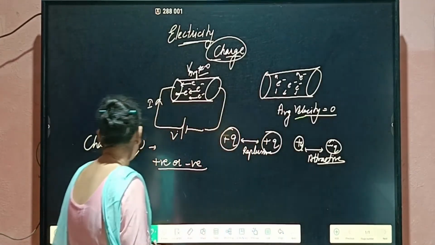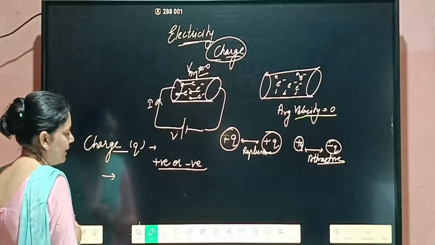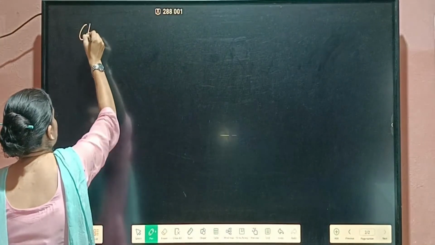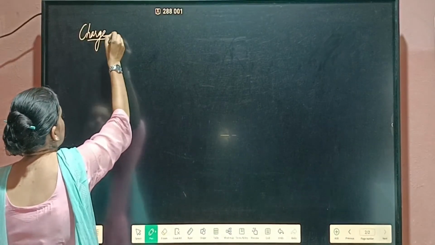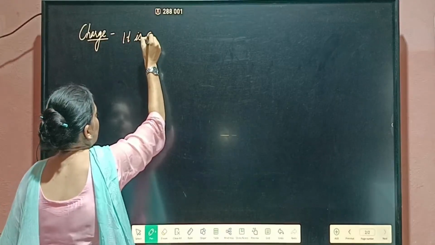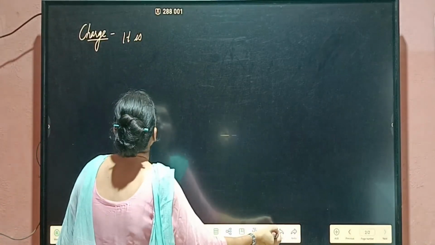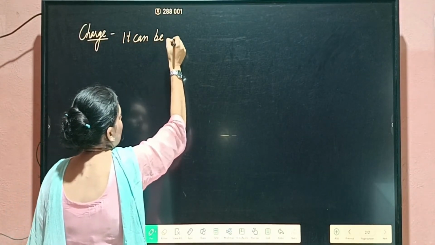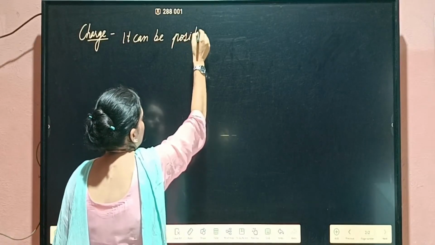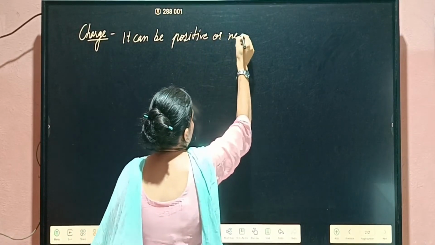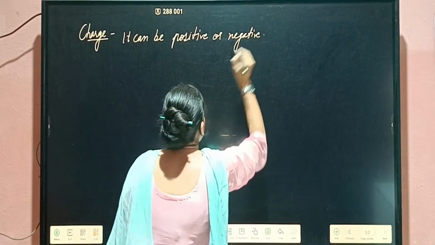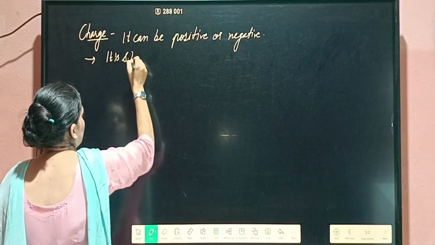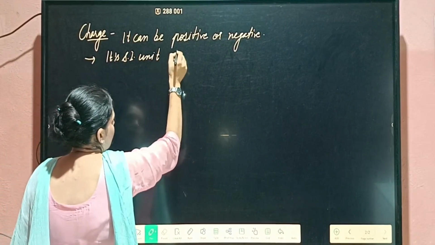So what does its property say? Charge can be positive and negative. That is the first property of the charge: it can be positive or negative. We will measure it, and its SI unit is Coulomb.